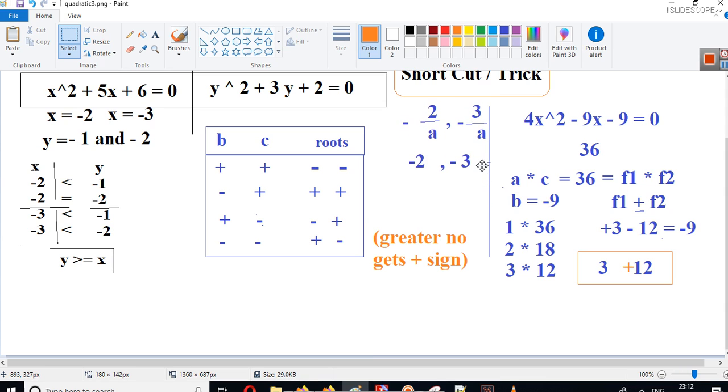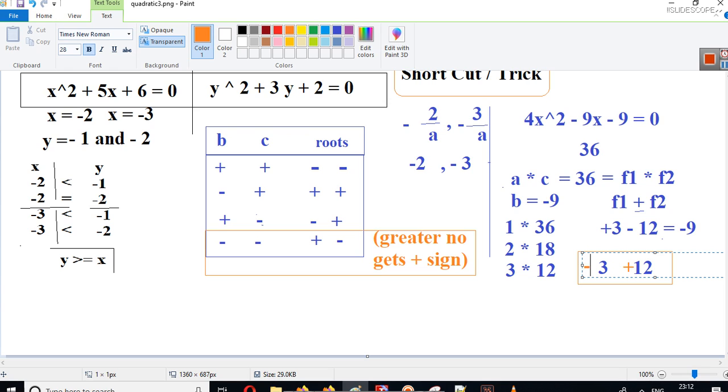We have two numbers, right? 3 and 12. How can we decide which one is going to have positive and which one is going to have negative? So in this example, I will put it in a box. You can take a snapshot of this particular thing. You can write it down somewhere. Greater number gets positive sign. So that's why positive sign is added to 12 and negative sign will be added to 3.